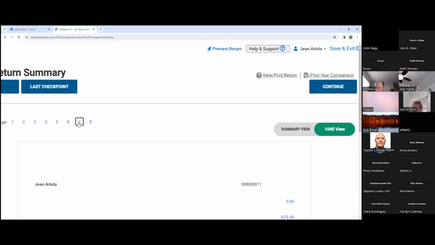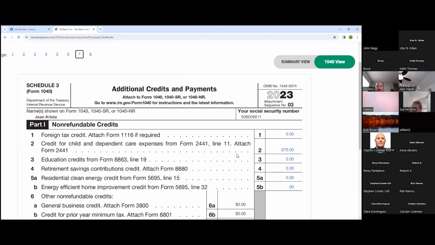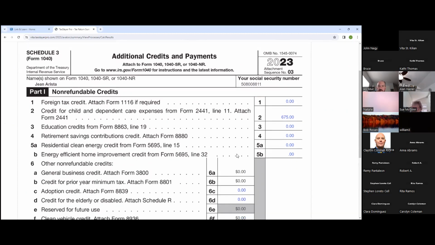Go to page 7. These are additional credits and payments. You're going to see this schedule all the time because in the VITA program, we have individuals who have that child and dependent care expense credit. We have a lot of individuals who receive the education credits. And for some reason, that's not generating a work in progress in the software. And here's another one we see.